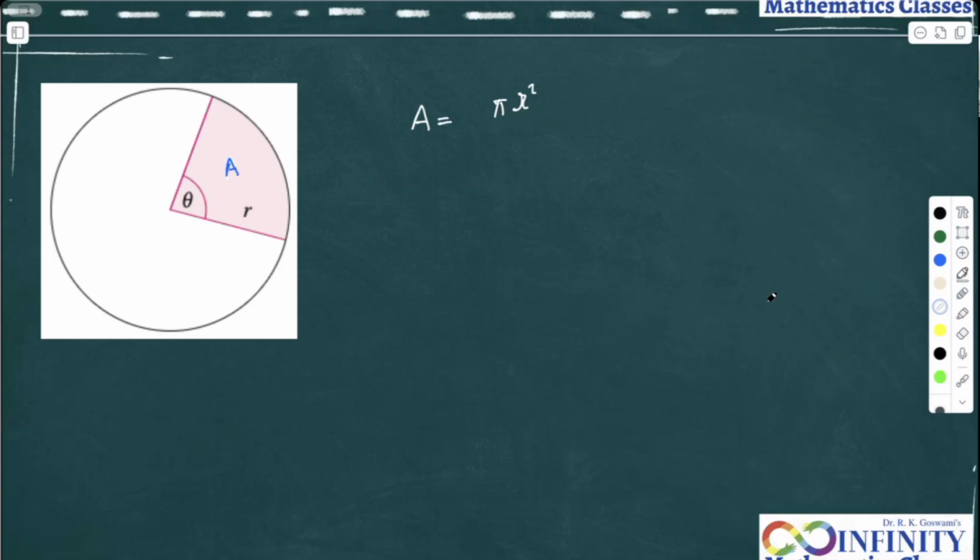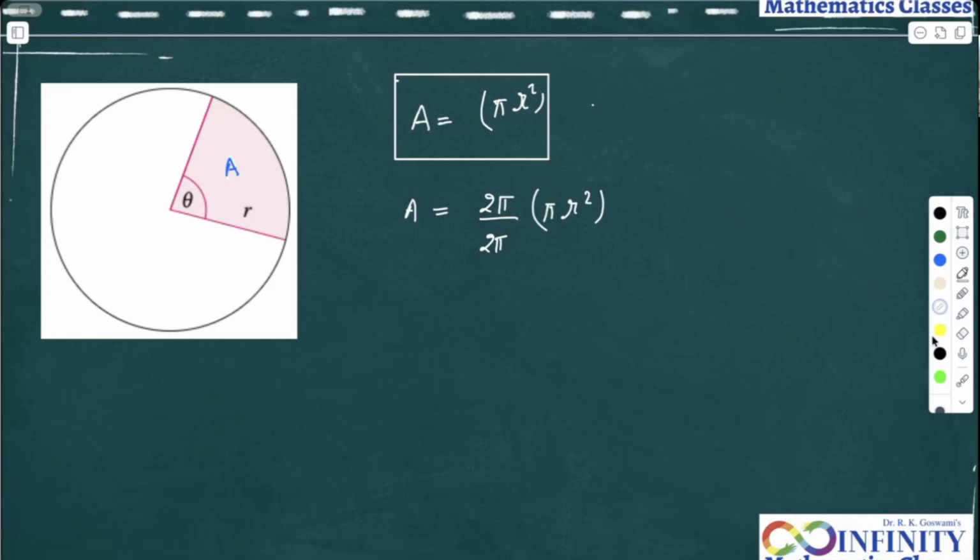So this is the area corresponding to how much? This is the area for one complete circle. When you have a complete circle, A is going to be pi r square. Any doubt? Perfectly okay. So intentionally I'm writing it like 2 pi upon 2 pi. So A is nothing but 2 pi over 2 pi r square. This is going to be the area for the complete circle.